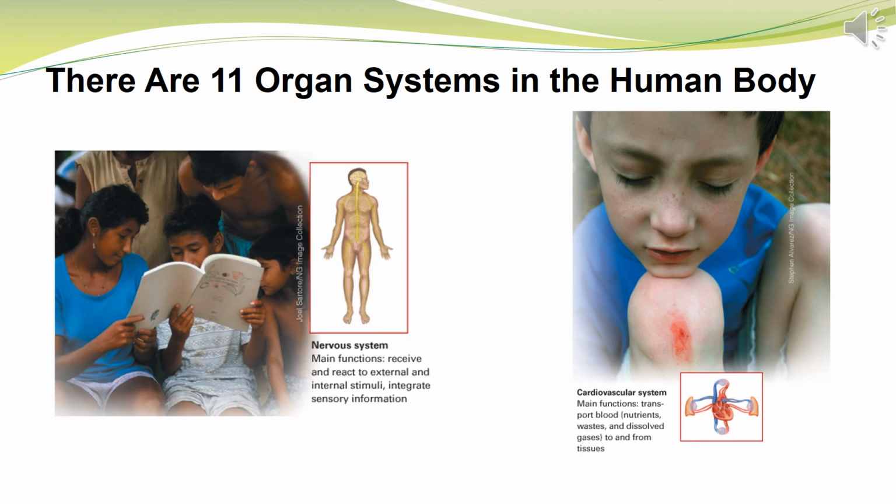We have the nervous system, which we're going to cover in the very next module. And the main functions of this system are that it receives and reacts to external and internal stimuli, and also integrates or interprets the sensory information. We're going to cover the cardiovascular system. The main function of this system is that it transports blood, which contains nutrients, wastes, and dissolved gases, to and from the tissues and throughout the body.